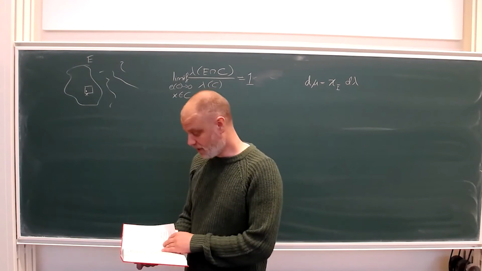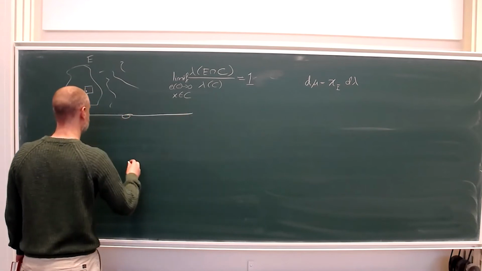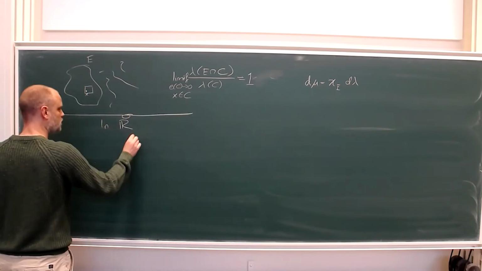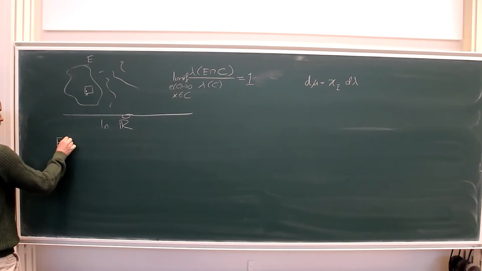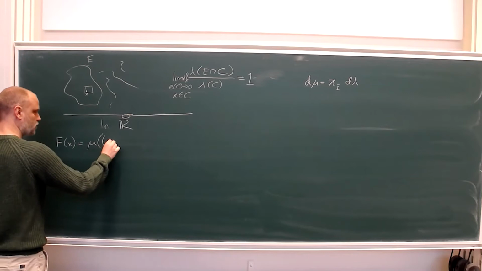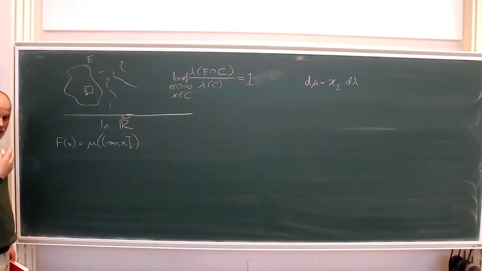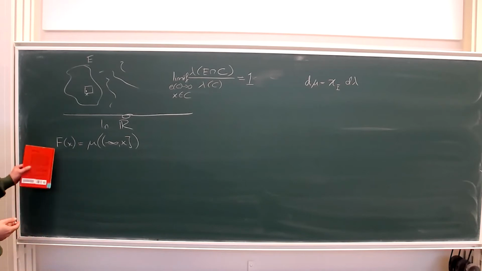Now switching to the real line. Remember, we had this identification between measures and functions by doing this. The first observation here is a lemma, which says that if mu is differentiable as a measure, then this function has a derivative as a function. That's easy to check.